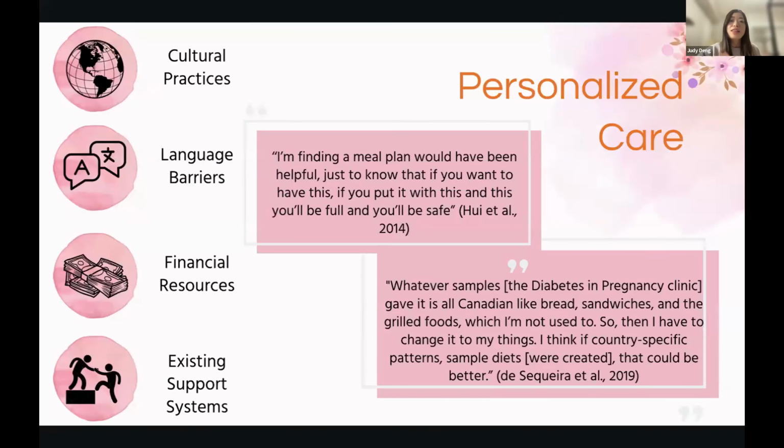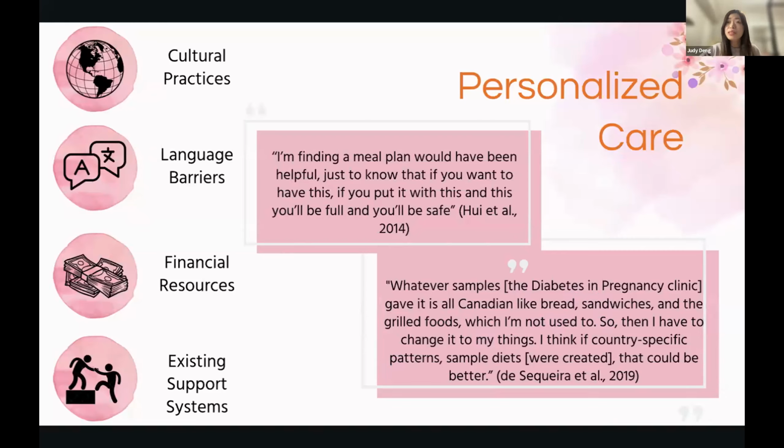The next point of improvement is that people would like to see more personalized care. One patient shared that whatever samples the diabetes in pregnancy clinic gave, it's all Canadian, like bread, sandwiches, and grilled foods, which I'm not used to. So then I have to change it to my things. I think if country-specific sample diets were created, that could be better.